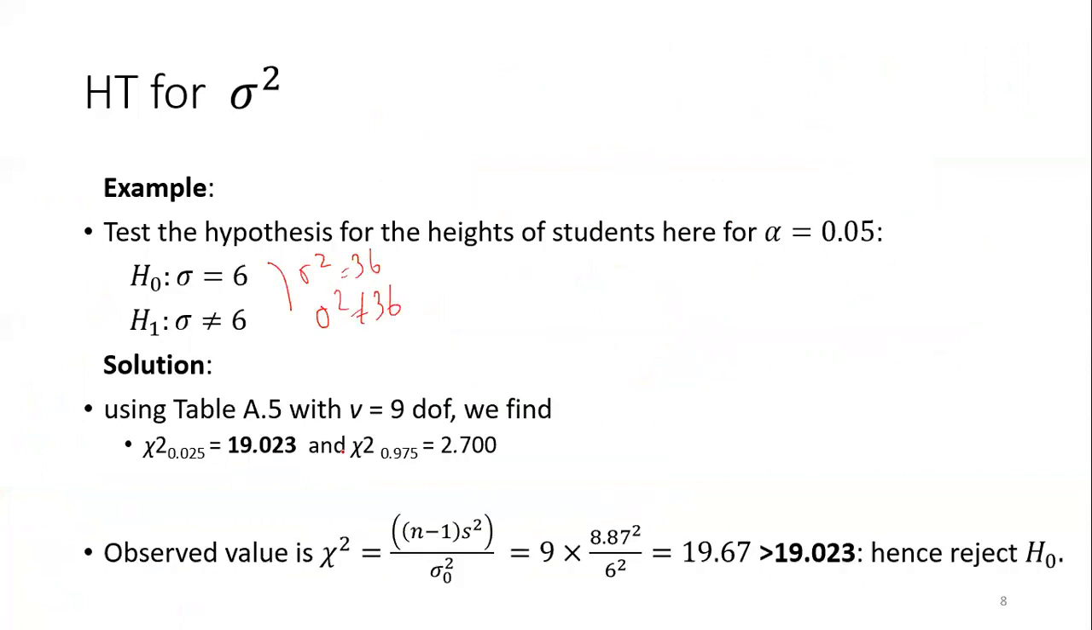Well, it turns out that the value is 19.023. Okay, so you can just check it from the table. So your observed value is chi-square observed. Let's say this is observed. The chi-square observed, that's equal to, remember our definition for the chi-square random variable, n minus 1 times s square divided by sigma 0 square.